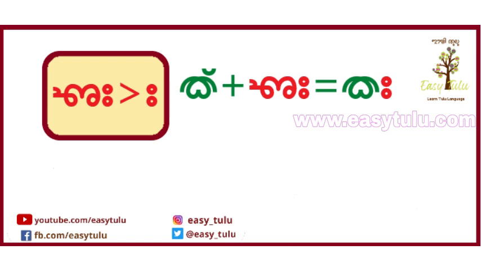Okay, next one is Aha. This is called Visarga. Ka plus Aha makes Kaha. Let us see how to write this. First we have to write the consonant letter Ka. Then write two small circles next to the consonant letter. Kaha. Okay, that's all we had for the day.